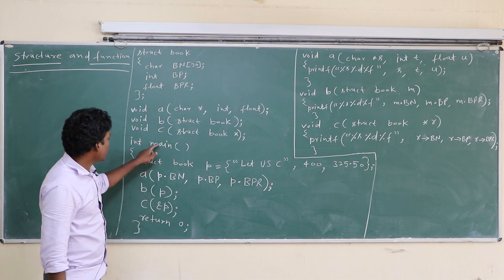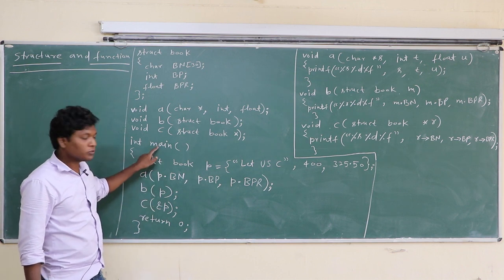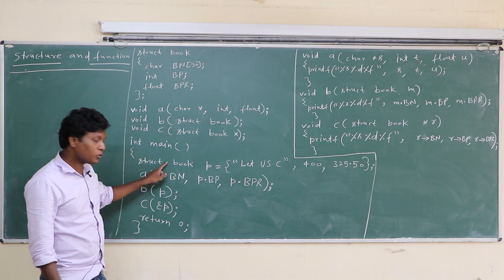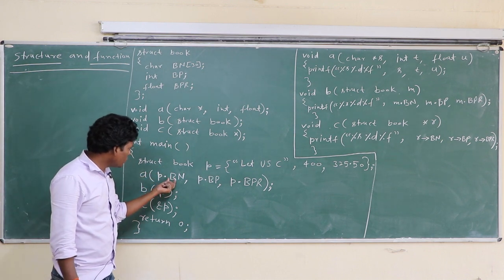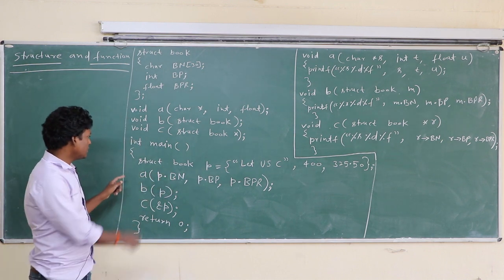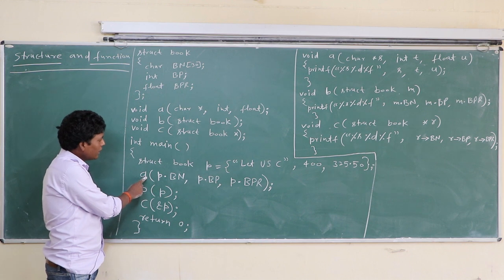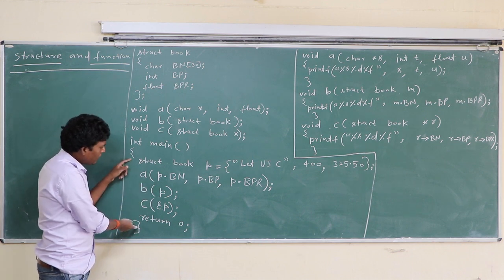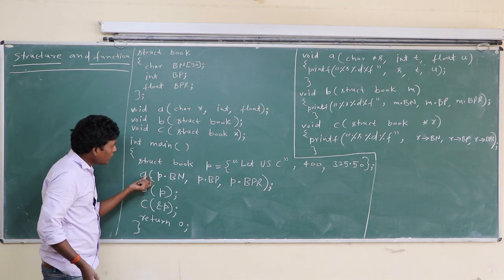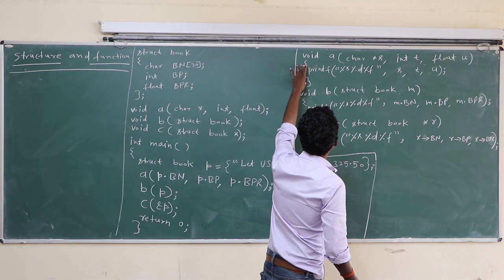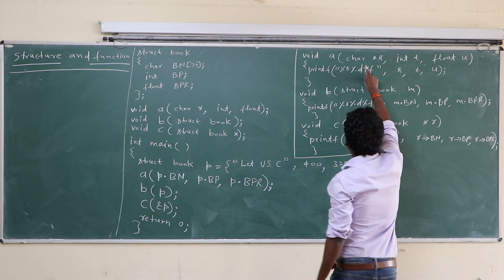So class, control starts from here, execution starts from here, control goes to this line, everything is okay. Control goes to this line, and function A is called here. So the main function is temporarily suspended and function A will be active here. Okay, so control comes to here.